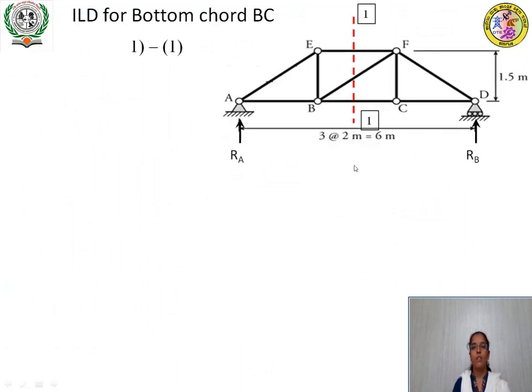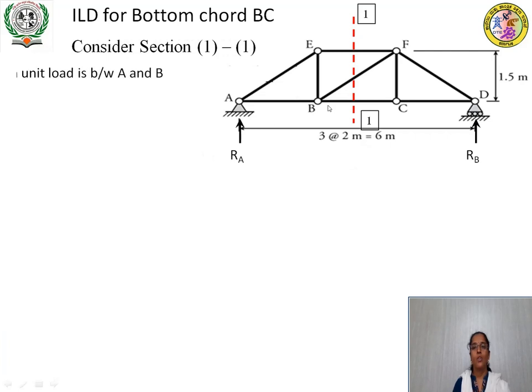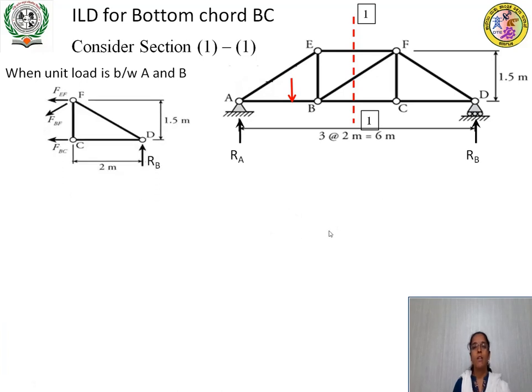Consider section 1-1. Assume the loading is in between AB panel. Consider the right part. We have to find force in member BC. So we have to avoid these two, means apply moment about F and equate it to 0. So take sigma MF is equal to 0.